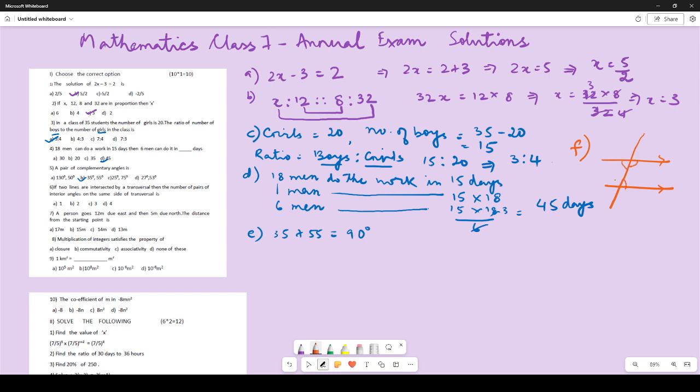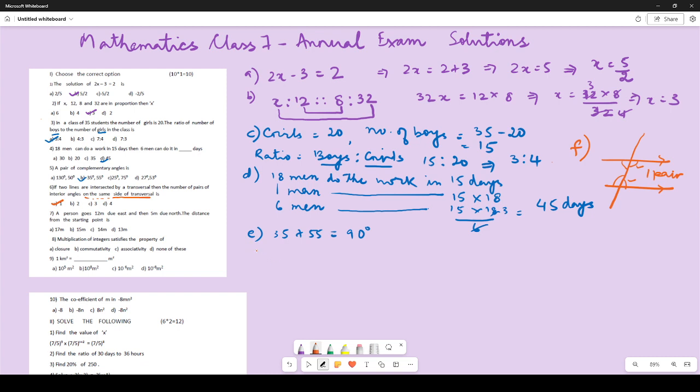Now there are two pairs of interior angles, but the question says on the same side of the transversal. That means how many angles are there? This angle and this angle. That makes it one pair of angles, right? So this would be the correct answer. Now do you understand where you committed the mistake? Now this one also, many of you got this wrong, the 7th one. A person goes 12 km due east and 5 km due north. You simply added it up and you wrote the answer 17 meters. No, that is not the case.